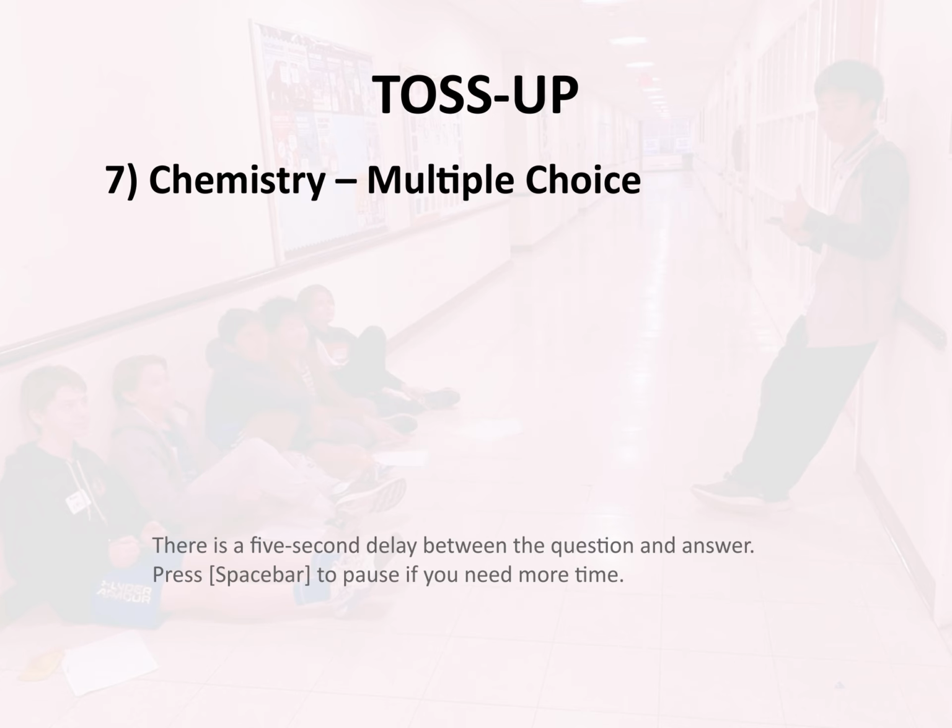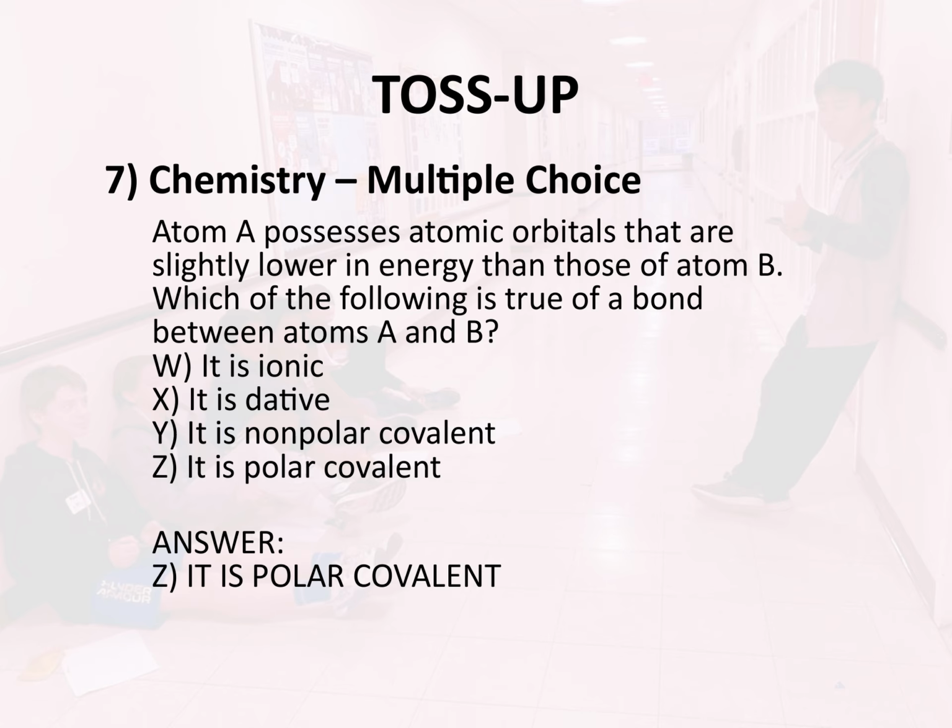Toss-up 7. Chemistry, multiple choice. Atom A possesses atomic orbitals that are slightly lower in energy than those of atom B. Which of the following is true of a bond between atoms A and B? W. It is ionic. X. It is dative. Y. It is nonpolar covalent. Z. It is polar covalent. Answer: Z. It is polar covalent.